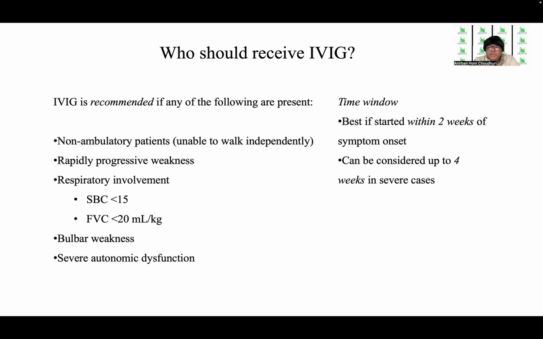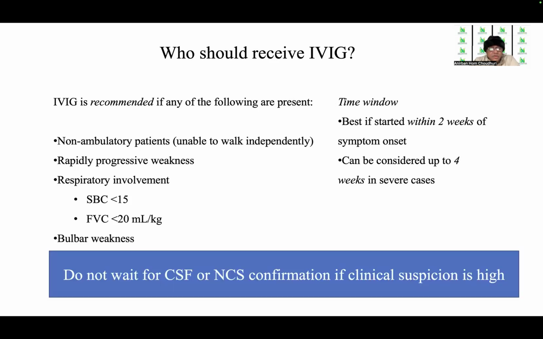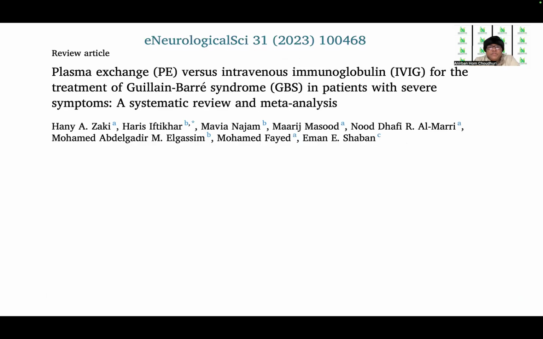So what should be the time window? Best if it is started within 2 weeks of the symptom onset, but it can be considered up to 4 weeks in severe patients. One should not wait for CSF or nerve conduction study confirmation if the clinical suspicion is high, because in that case we unnecessarily lose a lot of time.